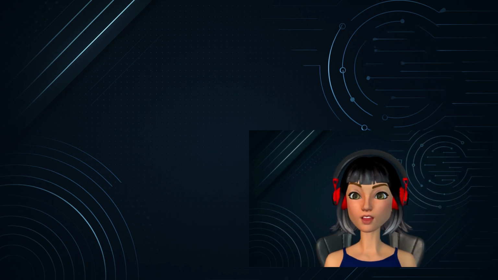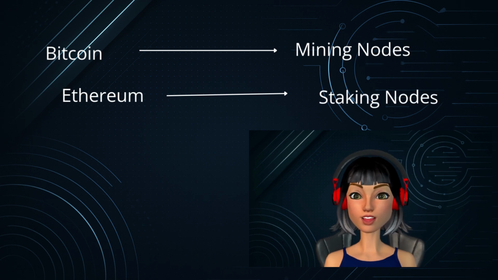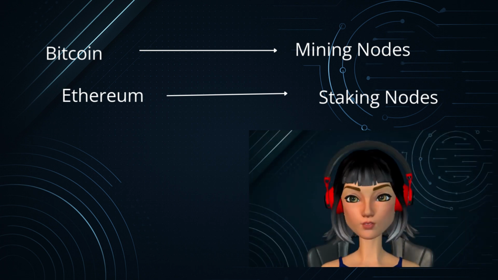Putting it all together, of course, not every blockchain uses every type of node. For example, Bitcoin uses mining nodes, while Ethereum uses staking nodes. The exact mix depends on the consensus mechanism of the blockchain. And that's it, a quick tour through the blockchain nodes.